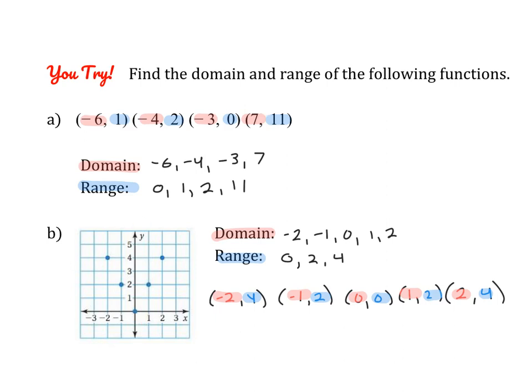For part B, I listed the coordinates here. Your domain is all of those x values, and your range is all of the y values. You'll notice that 4 is stated twice, but you only need to write it once, and so is 2. So your range is only 3 numbers, even though you have 5 coordinates, so 0, 2, and 4.